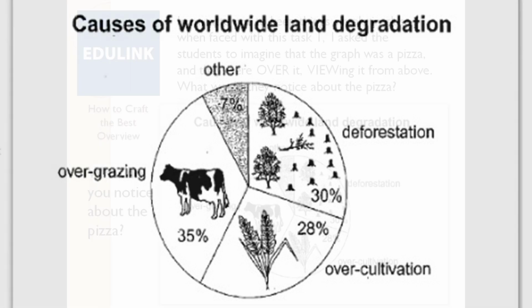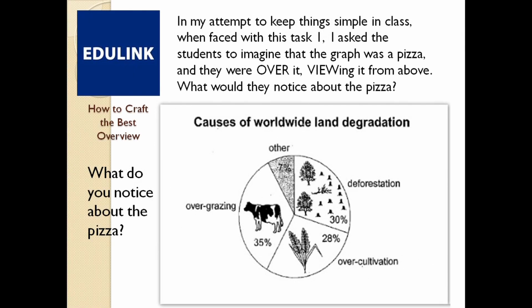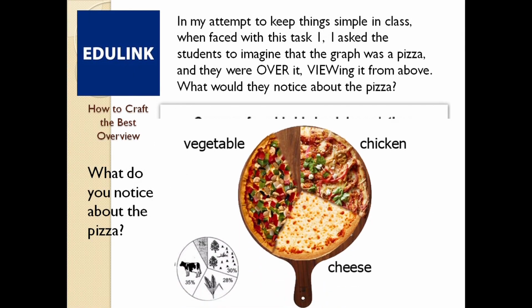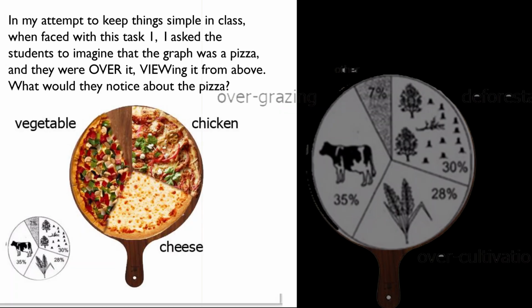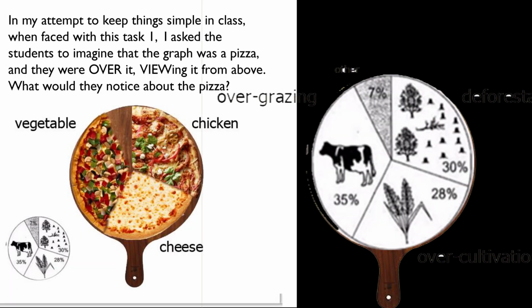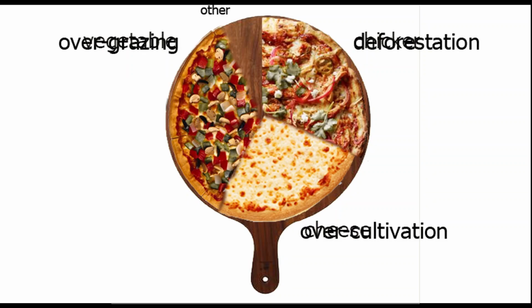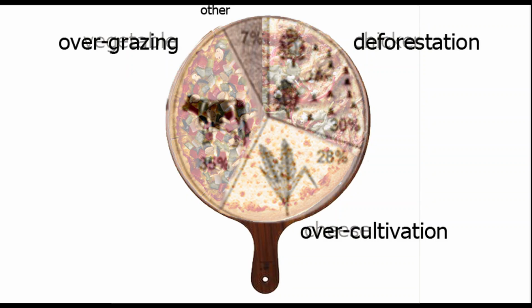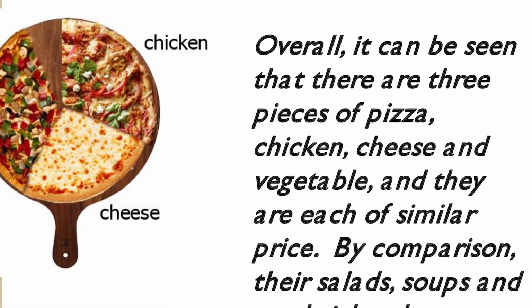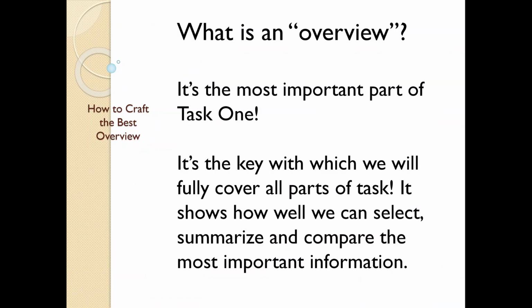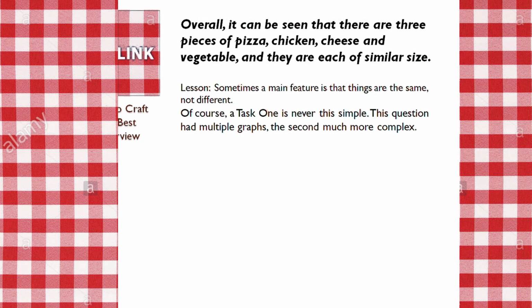Well, I told the students to imagine that the graph was a pizza, and they were over it, viewing it from above. Suddenly, what would they notice? What do you notice about the pizza? So the simile of a pie graph as a pizza came as a way to answer the question, what is an overview? See, of course, task 1 is never this simple.